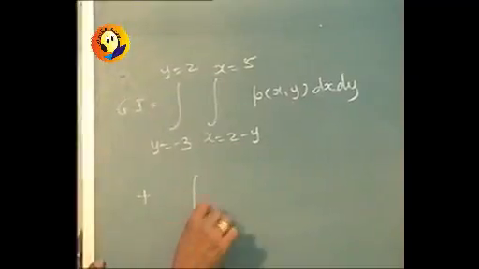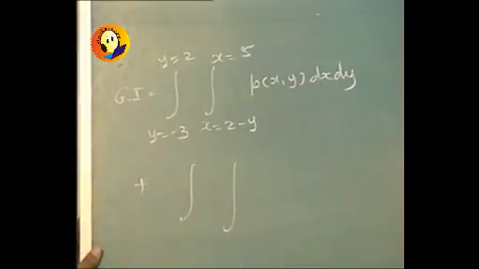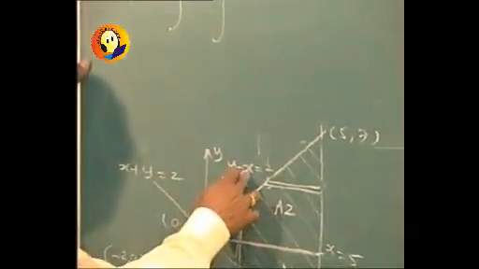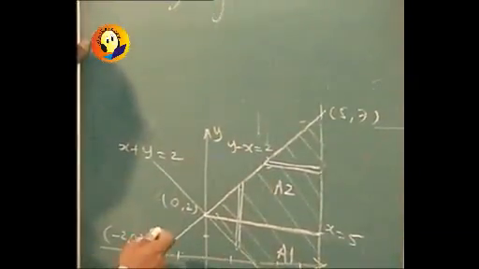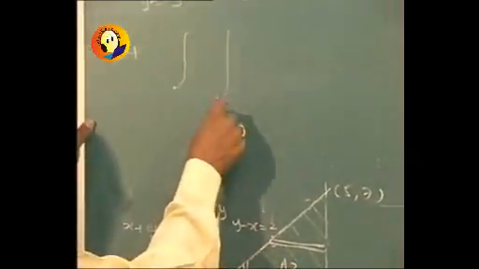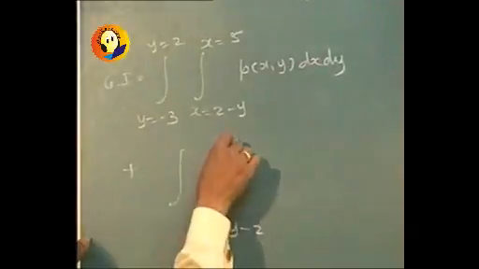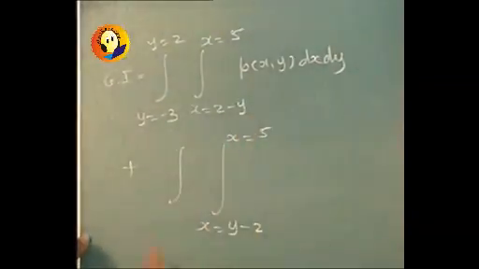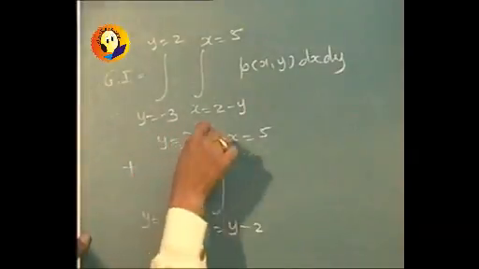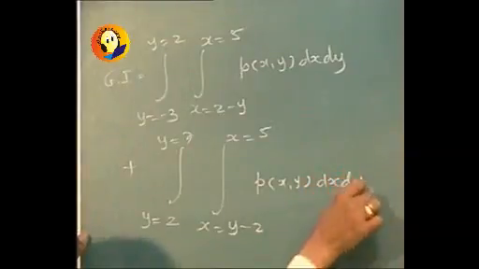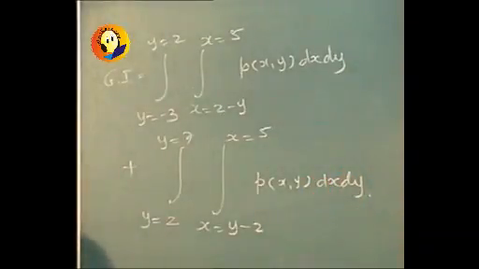Plus the second integral on area 2. It will be x coordinate taken from the equation y minus x is equal to 2. So it will be x equal to y minus 2, up to x equal to 5, and such strips are taken from y equal to 2 to y equal to 7, p of x comma y dx dy, and we get the changed order equation.